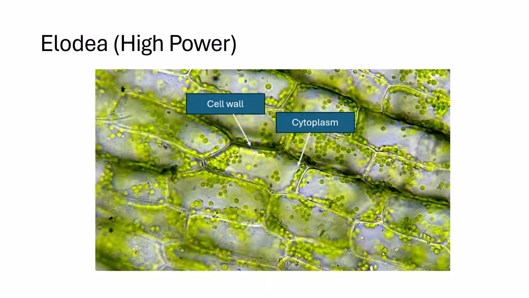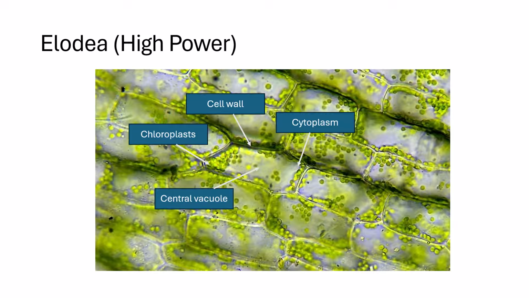You should notice many small green structures along the edges of the cell. These are the chloroplasts. Chloroplasts contain chlorophyll and are responsible for photosynthesis. In Elodea, they are often pushed toward the outer edges of the cell. The central vacuole takes up most of the interior space of the cell. You may not see a clear membrane around it, but you can infer its presence by the large clear area that pushes the cytoplasm and chloroplasts toward the cell wall.